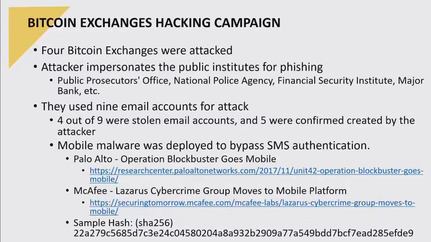The attacker deployed mobile malware to compromise the mobile phone and passed the SMS authentication to create a new email account. The details of the mobile malware were disclosed recently by Palo Alto and McAfee. Their research has mentioned that the mobile malware has some similarity with the Trojan manuscript from Vulnerov, and they have linked the malware to Lazarus Group. However, they didn't know who the target was.